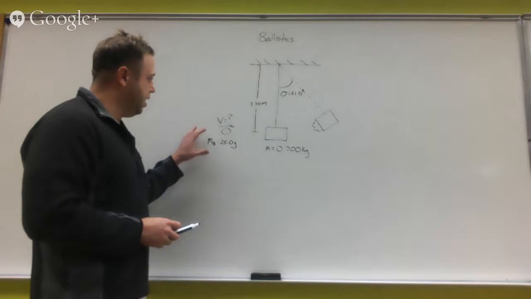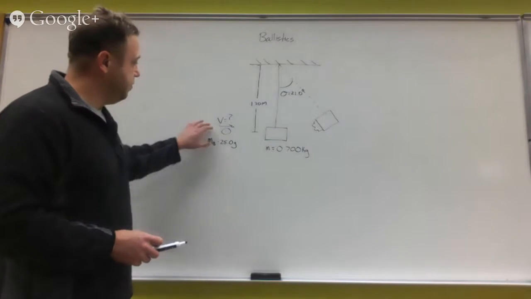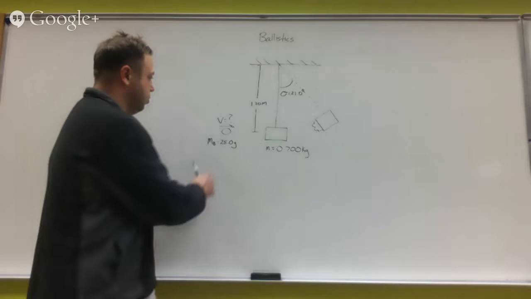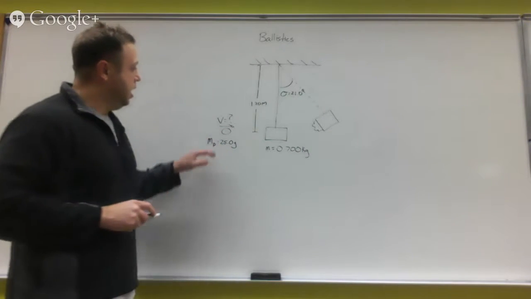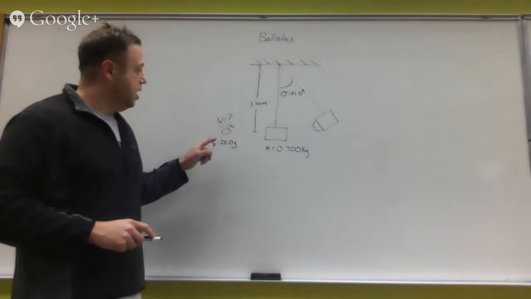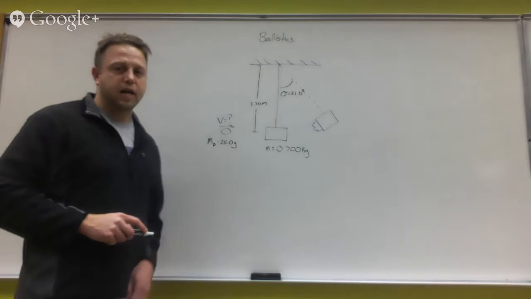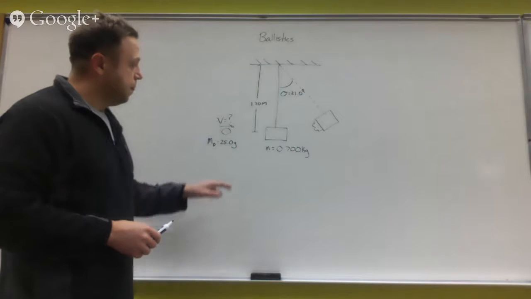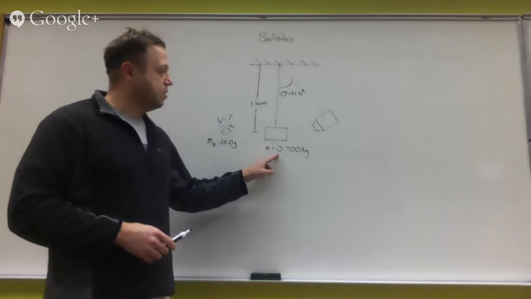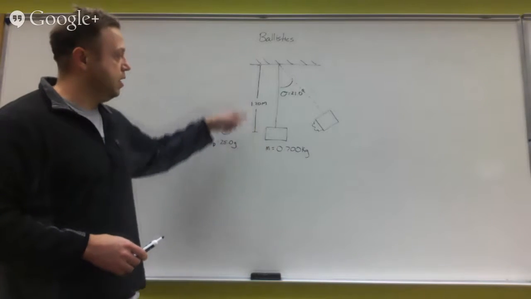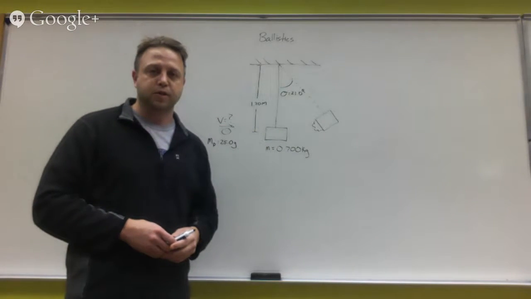We have a mass of some type of putty here. I labeled these the same on both, so let's call this MP. We've got this putty coming in at an unknown velocity, and it has a mass of 25 grams. It's going to strike a pendulum, this block here, that has a mass of 0.7 kilograms, and it's on a string that's 1.2 meters long.